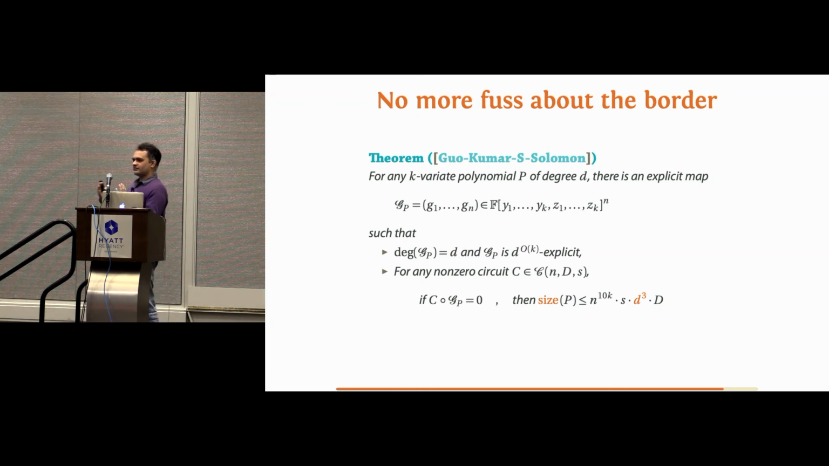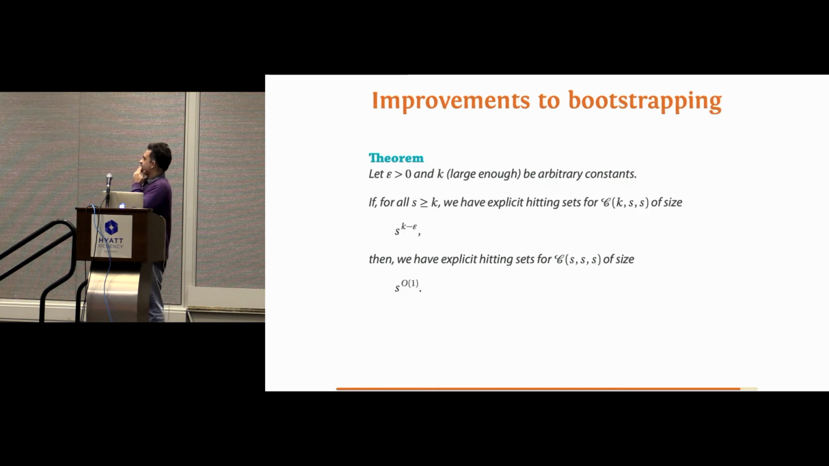Whatever we were using the border for, there is a slightly more careful homogenization that we can do. It becomes slightly weaker than what we had last time, but in terms of the final asymptotics, it doesn't make much of a difference. This was subsequent to the submission of this paper. So now there's no fuss about the border. You can just assume the standard hardness assumption, and you get the same sort of lower bound. And there's this really unusual improvement to bootstrapping that came up as a consequence of this.